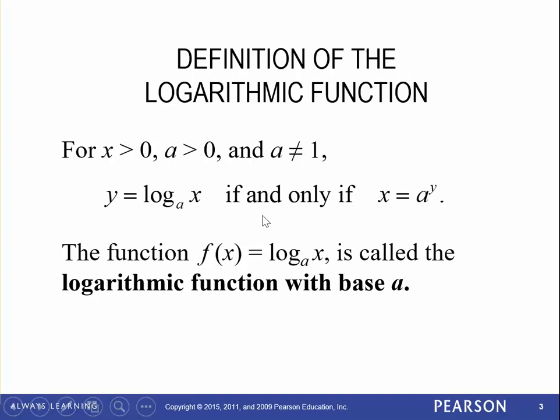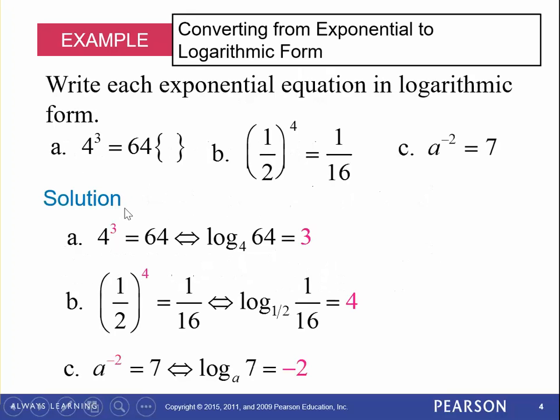Alright, some examples here. We're going to learn how to take from one form and move it to the other to solve. Let's see what happens here. We're going to look at this right here. Write each exponential function in logarithmic form. So 4 to the third power is 64. We know that because 4 times 4 is 16 times another 4 is 64.